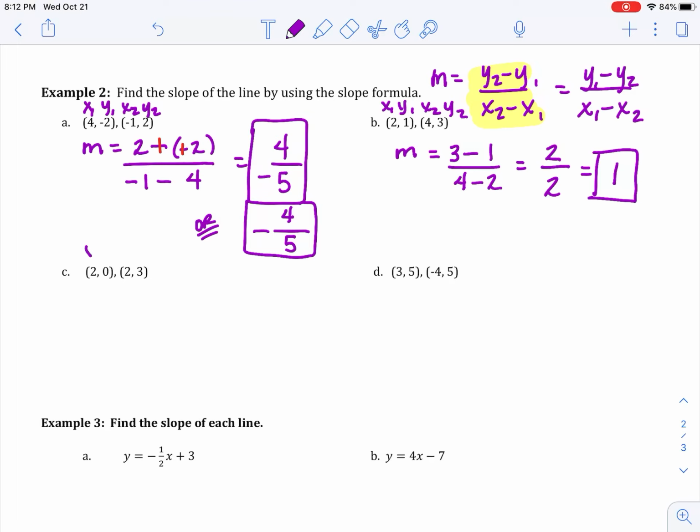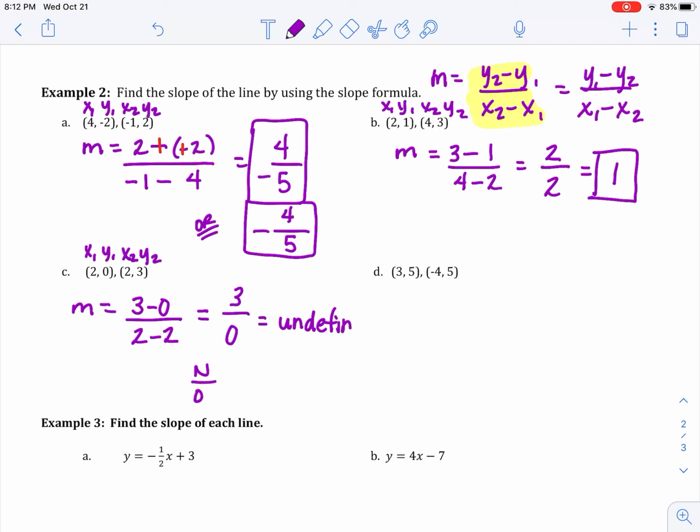In the next one, if we call the first one x1, y1, and then the next one x2, y2, we would subtract the 3 minus the 0 on the top and the 2 minus 2 on the bottom. Again, I subtracted my y's on the top, my x's on the bottom. I'm going to get 3 over 0 because 2 minus 2 is 0. And again, that's a no-no, right? Think of that no versus okay. That is a no. And so that means you can't stop there. You have to tell me that you understand that this thing is equal to undefined. We don't want to just leave it as 3 over 0. You have to say the word undefined. All right.